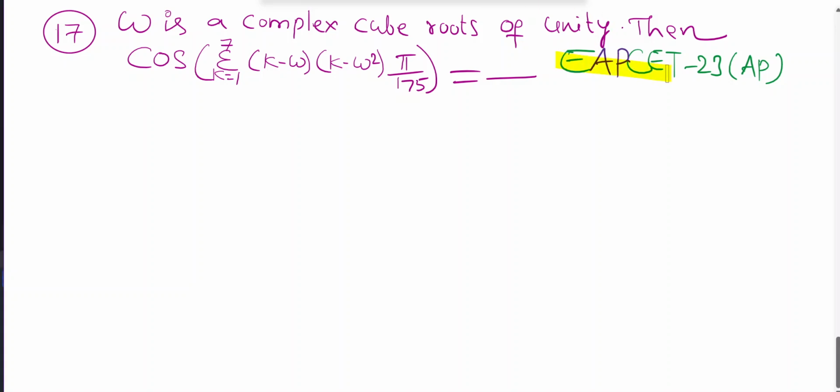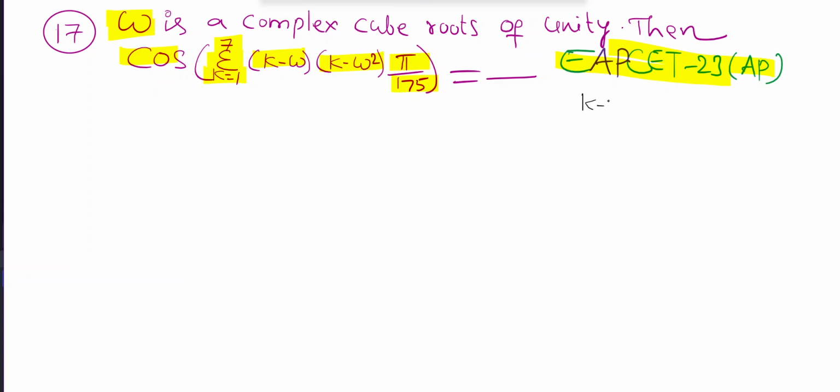This is Eapcet 23 problem. Here it is given omega is a complex cube root of unity. Then cos of sigma k is equal to 1 to 7, (k minus omega) into (k minus omega square) into pi by 175 is equal to dash.